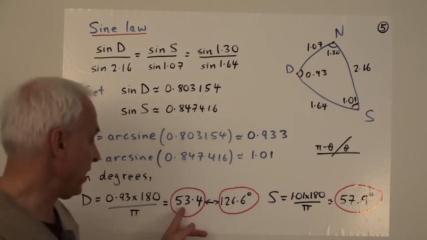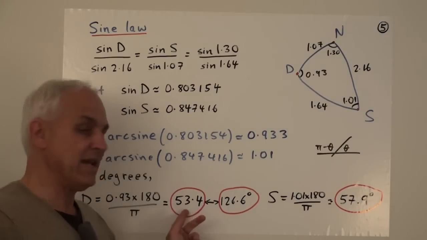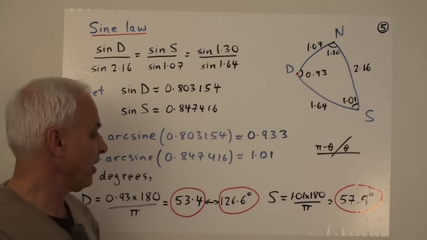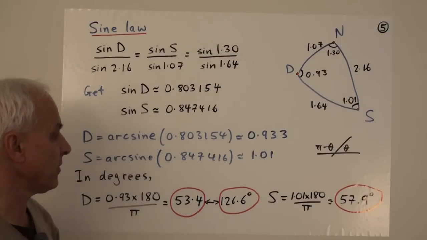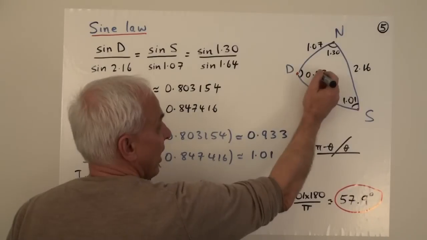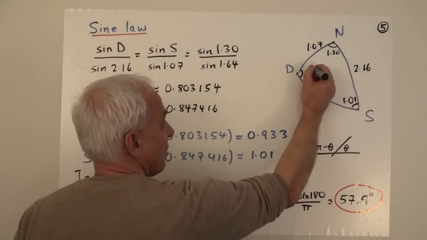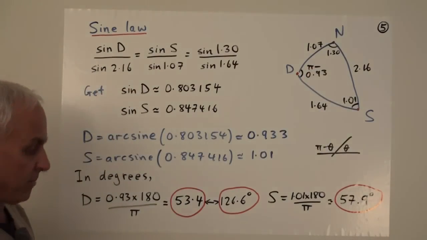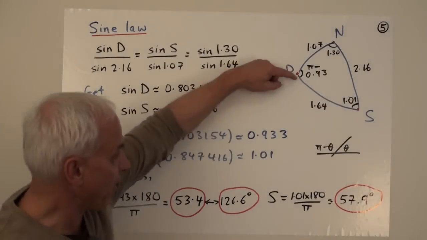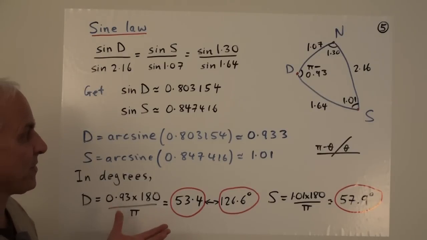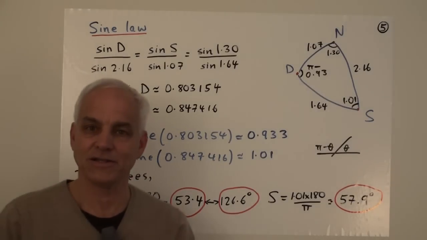So in fact, we need to replace this thing with 180 minus that angle. So the angle is really 126.6 degrees. So I probably should put here that this angle is not this thing here, but pi minus the 0.93, which would be the actual correct value there. Great, so we've solved the entire situation.